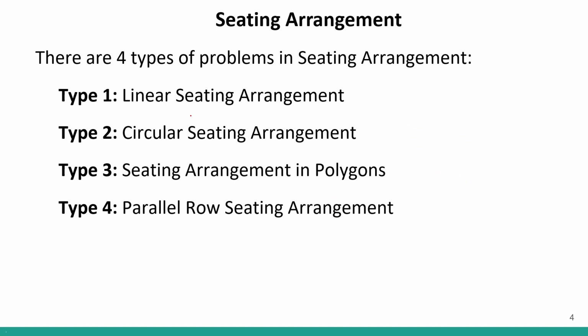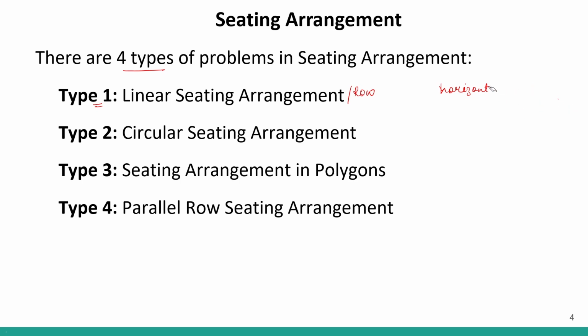Now, there are 4 types of problems that you can find in seating arrangement. Type 1 is linear seating arrangement. Linear seating arrangement means in a row. Row means that everybody is sitting either vertically or horizontally. Correct? This is your linear seating arrangement.